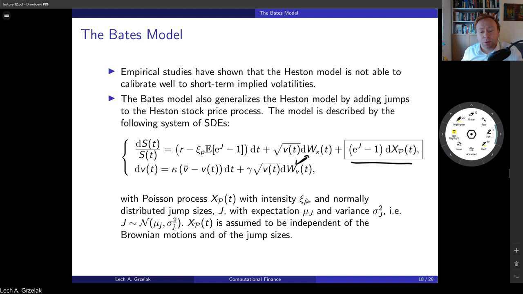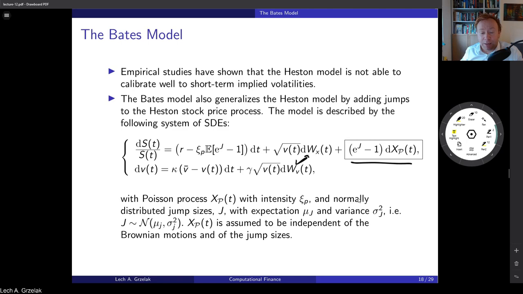So we have an intensity parameter, xi p, and we have mu J, which determines the expectation of J. Normally J is normally distributed, and we have a variance for J, sigma J. So we have three additional parameters for the jump part. It is actually a lot of parameters, right? Normally you would also try to fix some of them to have less flexibility, because if you have too many parameters and all those parameters have the same effect, that would make your hedging much more difficult, because this means that every day you need to reposition your portfolio. This is something that we will maybe discuss later in this course.